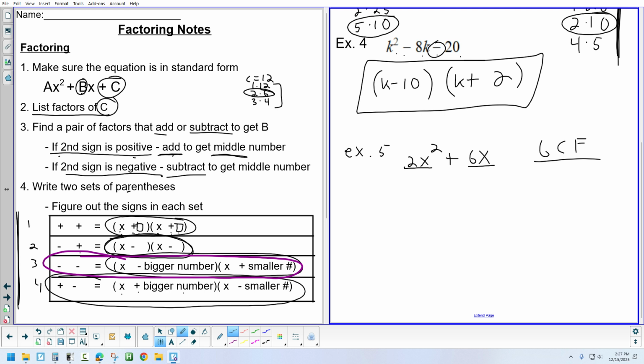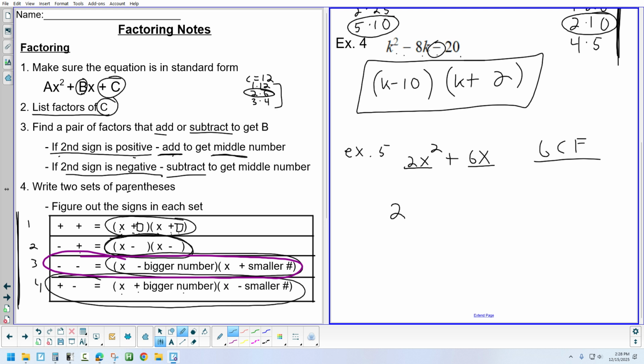3 times 2. So we're trying to find a number that divides into both. Just 2. List out your multiples of 2: 2, 4, 6, 8, 10, 12. List out your multiples of 6, right? Actually, no, that's not a good way to do it. That's to find a least common multiple. I was thinking least common multiple. So greatest common factor is a number that divides into both of those numbers. 2 goes into both. So let's factor out the 2.